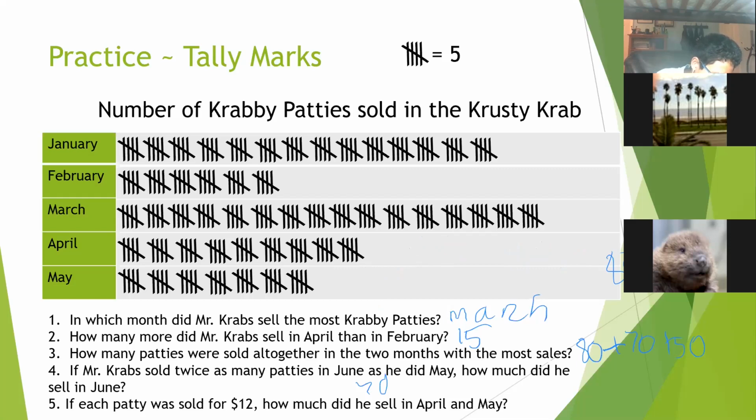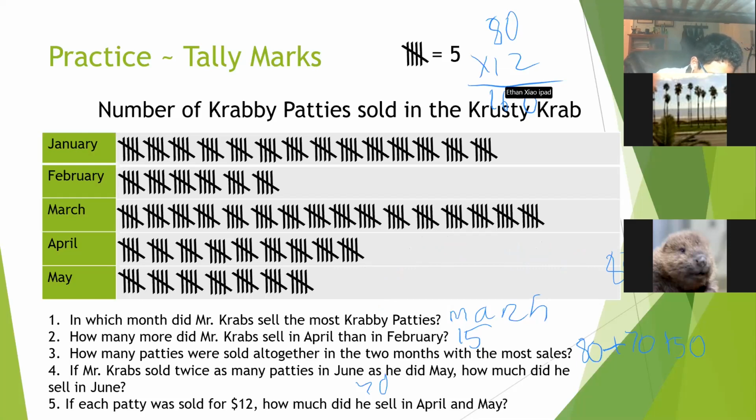But what this problem wants us to find is how much Mr. Krabs earned. So each patty costs $12. That means we have to multiply 80 by 12. So we just do the multiplication. I'll just do it up here. 80 times 12. And 2 times 0 is 0. 2 times 8 is 16.